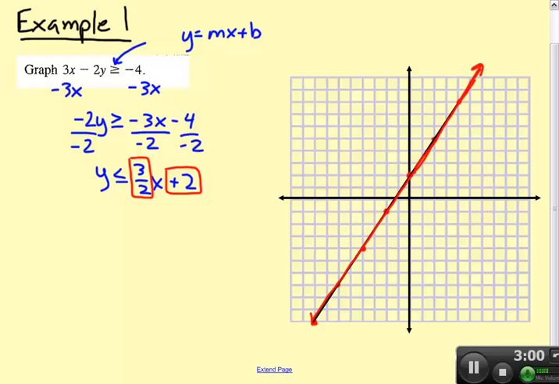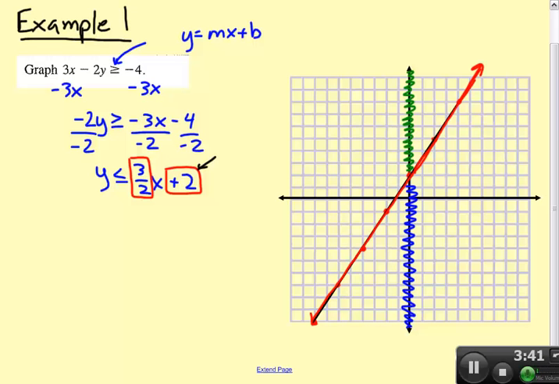Now, here's what I want you to notice. When we graph that line, it crosses the y-axis at the y-intercept, positive 2. It crosses right there. And it cuts the y-axis into two parts. It cuts it into this part, the part that's less than the line, and this part, the part that's greater than the line. All of the numbers on the blue part of the y-axis are less than the line. All the numbers on the green part of the y-axis are greater than the line.